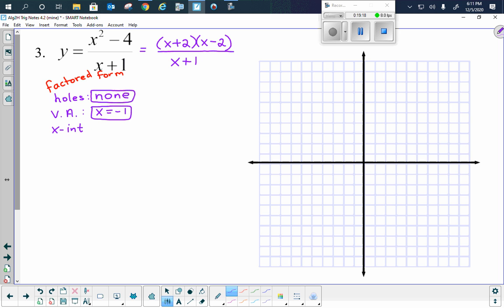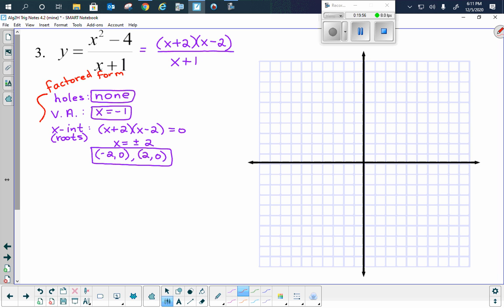Your x-intercepts or your roots. Remember, you're setting y equal to 0. So the only way for a fraction to equal 0 is for the numerator to equal 0. Can't divide by 0. So you're looking for where that equals 0, and that's going to happen at plus or minus 2. Therefore, the ordered pairs that we expect for the roots are (-2, 0) and (2, 0). Okay, please write them separately. So all of that is your factored form, and then we will go to your original form.